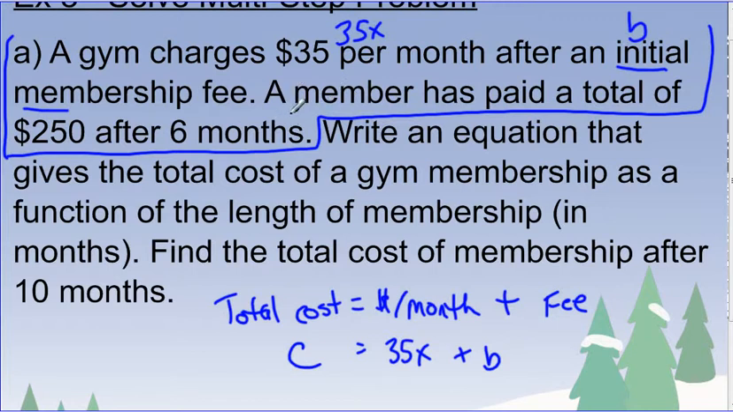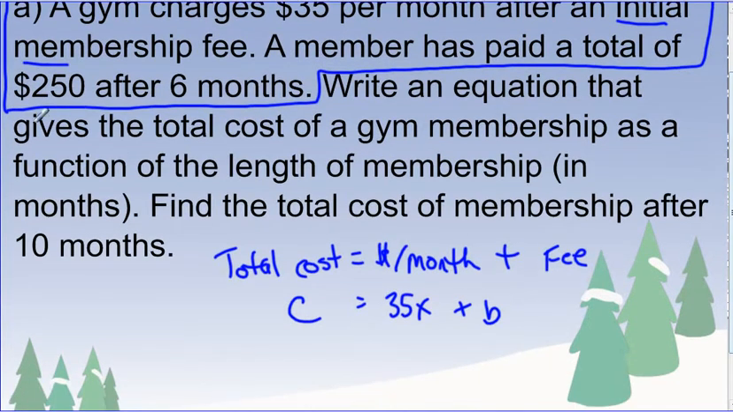Second sentence. A member has paid a total of $250. Okay, so they give us a total cost of $250 after 6 months. So $35, 6 months.